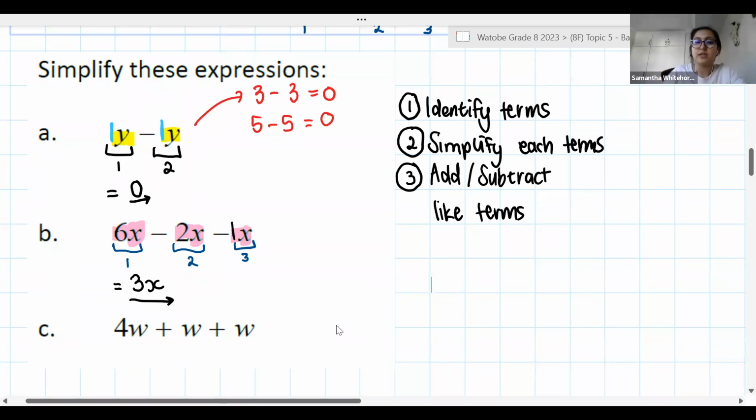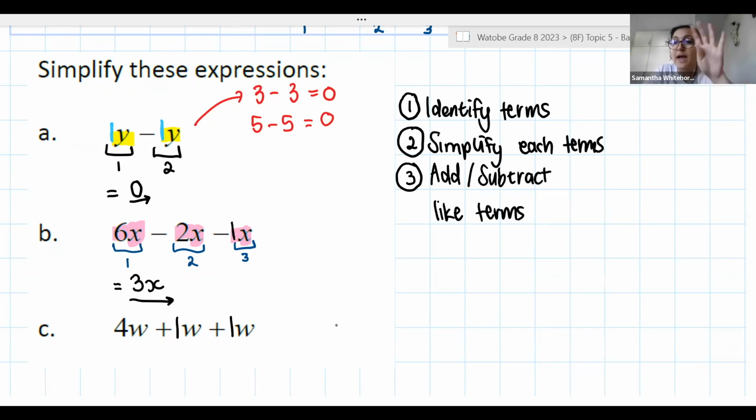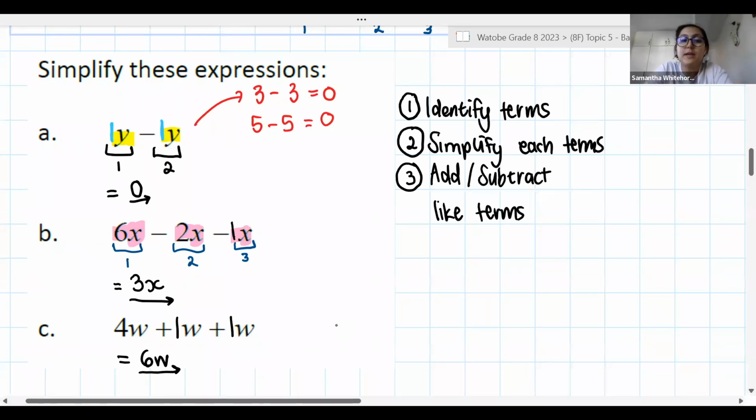Right, but guys, I'm seeing lots of really great answers. Remember, the coefficients here to these W's are 1. So exactly as Beatrice has said, we've got 4 W's, we're adding another W and another W. That leaves me with the total of 6 W's. And so exactly as a lot of you have said there on the chat, our simplified expression here is 6W.